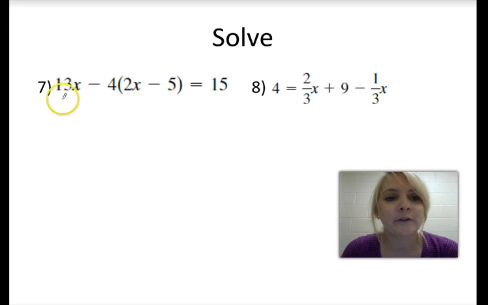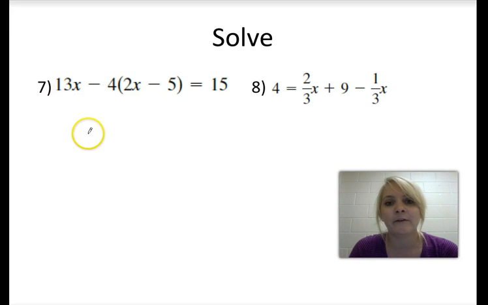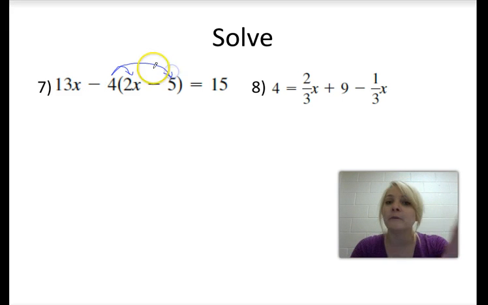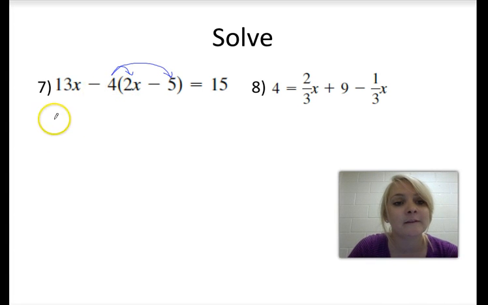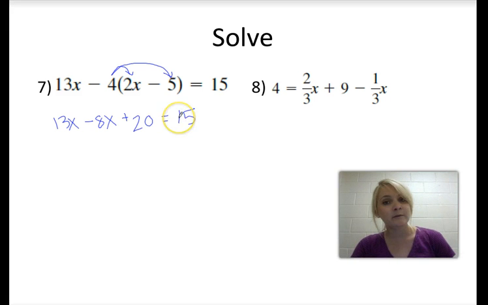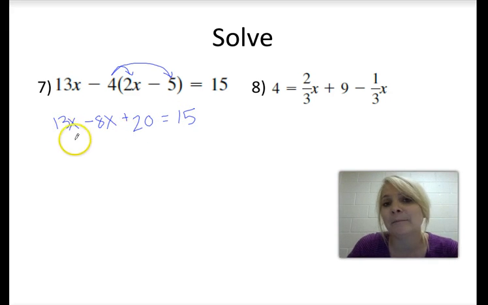So 7, we have 13x minus 4 times 2x minus 5 equals 15. Now with this one, we're going to need to distribute this -4 to both of the terms so we can combine our like terms since we have a variable in our parentheses. So we get 13x, -4 times 2x is -8x, -4 times -5 is +20 equals 15. So these are distributive property of equality. And now we're going to combine like terms. 13x minus 8x, we get +5x plus 20 equals 15.